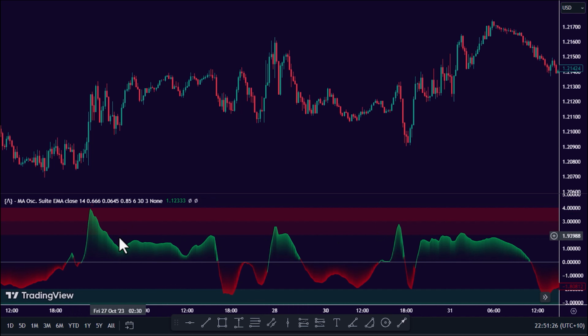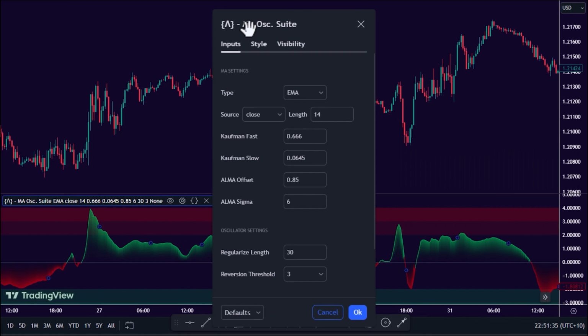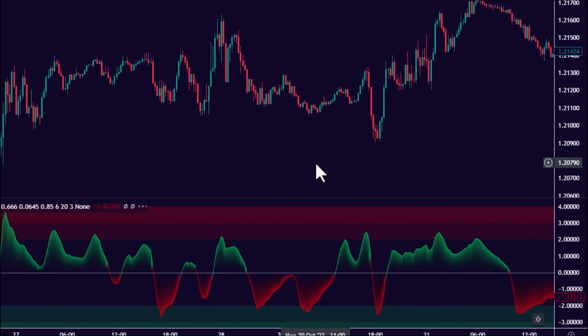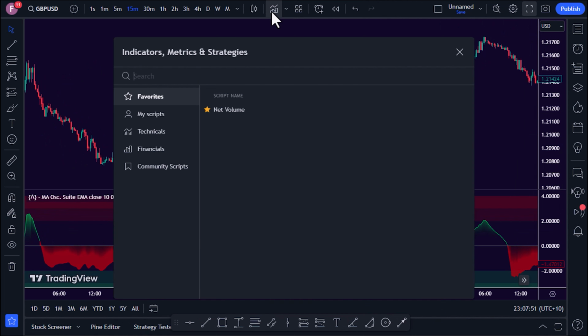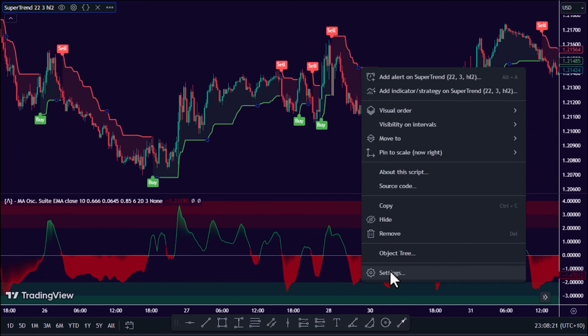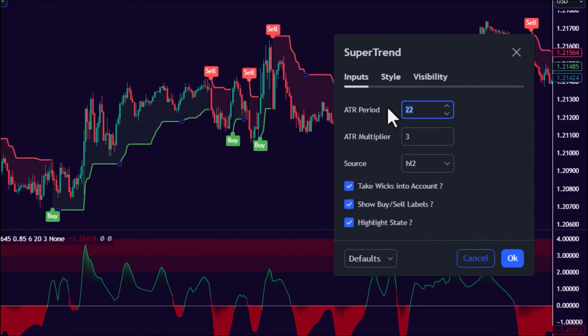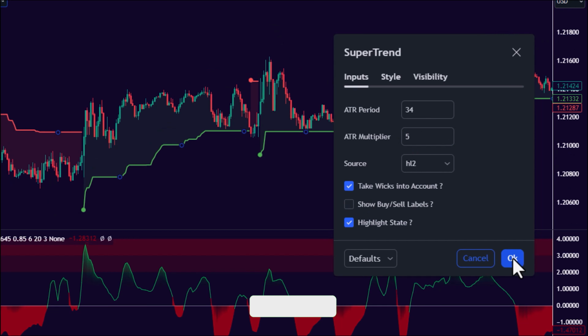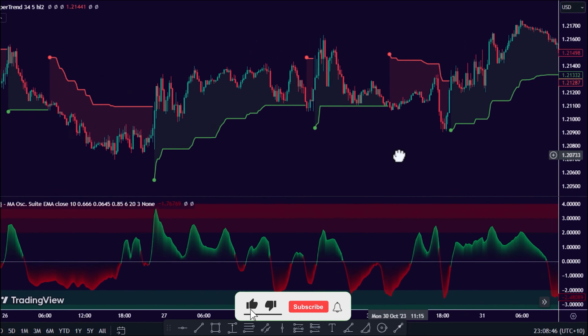To facilitate this, we'll need to access the indicator settings and on the Inputs tab, adjust the length to 10 and the regularized length to 20. To make this trading strategy more effective and powerful, we need to add another technical called the SuperTrend indicator by Everget to the chart. For the SuperTrend indicator, change the ATR period to 34 and the ATR multiplier to 5. Disable the buy label and the sell label. Now we have both indicators set up.